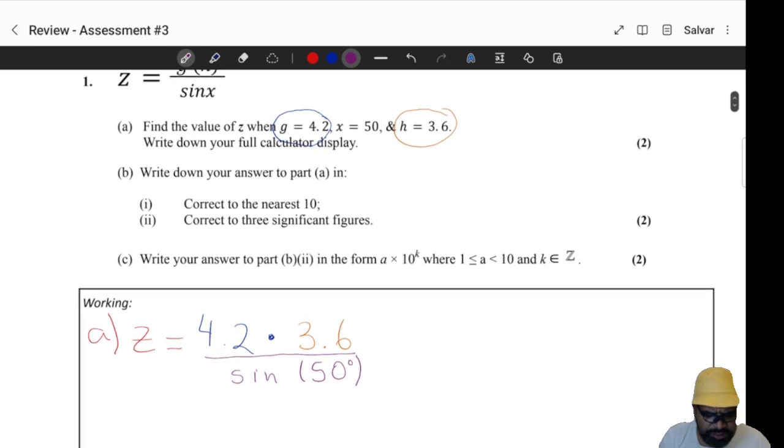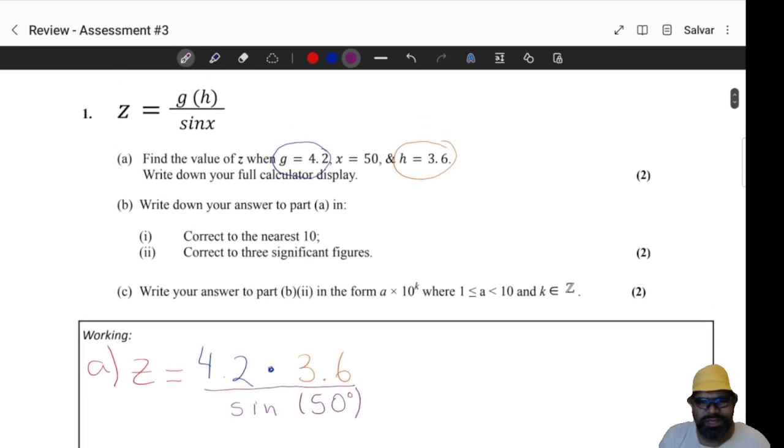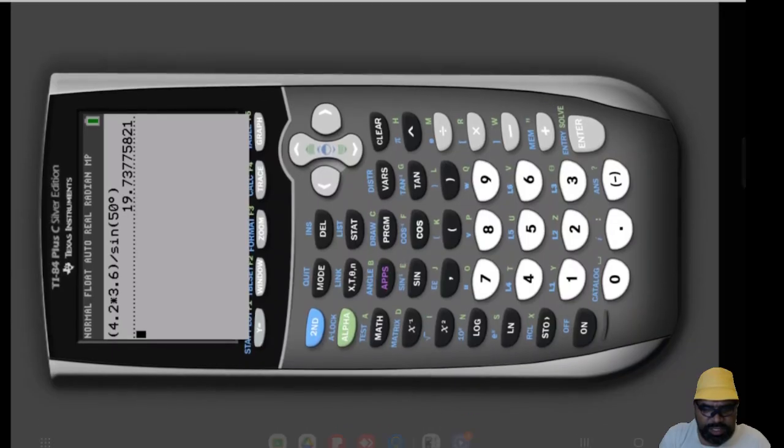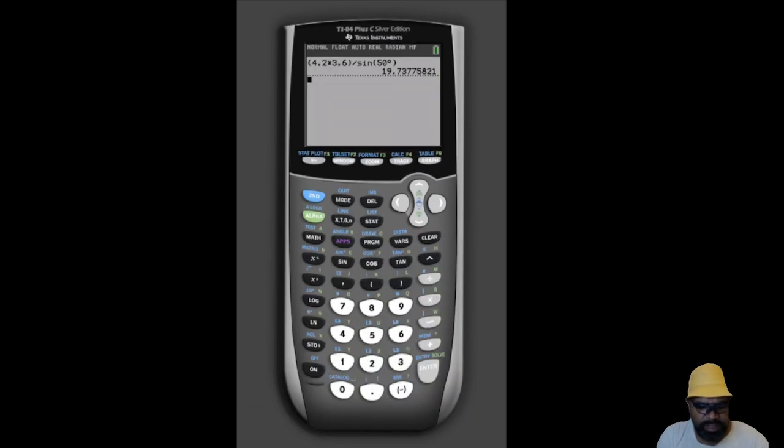The first thing I have to do here, as you remember, is the equation given. We need to substitute over there. That's what I did here. 4.2 times 3.6 divided by sine of 50 degrees. After that, if you go in your calculator, which I put over here, it is 19.